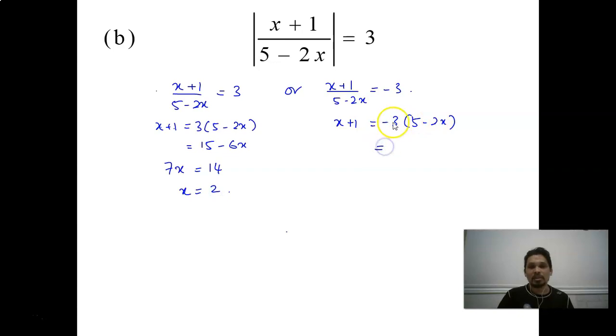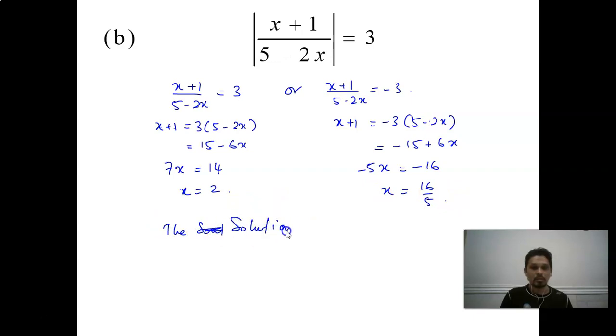And for this one here, negative 3 times 5 is negative 15, and negative 3 times negative 2 is positive 6x. So 6x positive here, bring it here, becomes negative. So x minus 6x is negative 5x. And the 1 here becomes negative, so negative 15 minus 1 is negative 16. So x equals 16 over 5. So the solution set is 2 and 16 over 5.